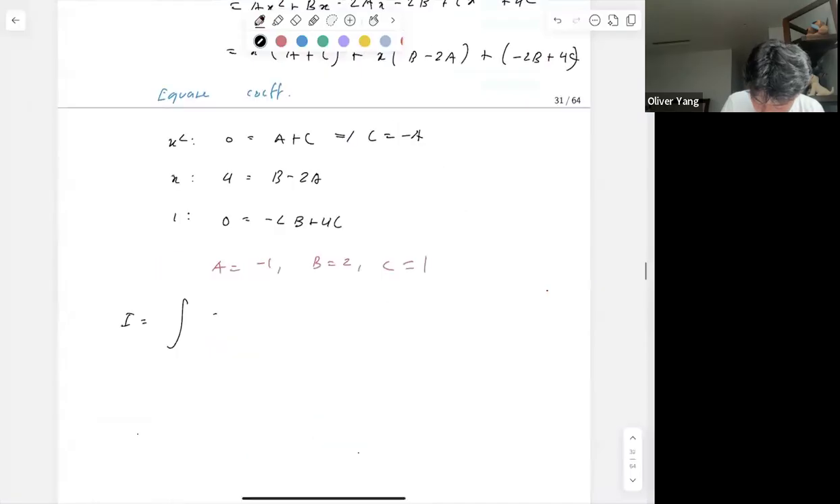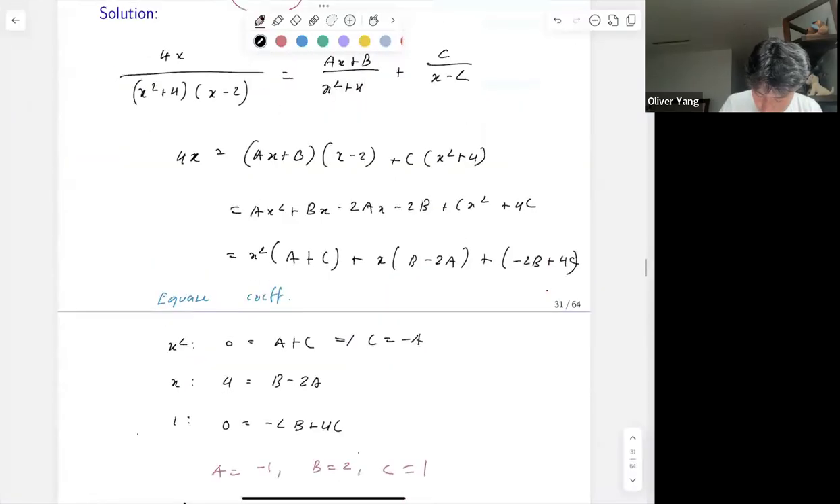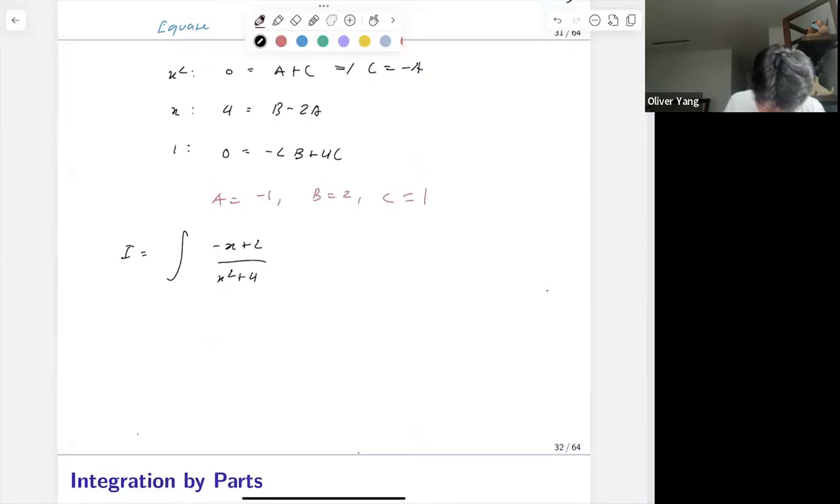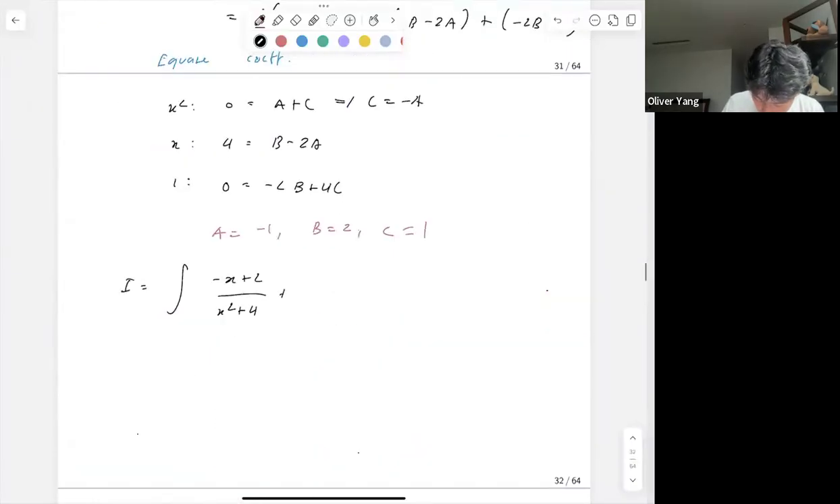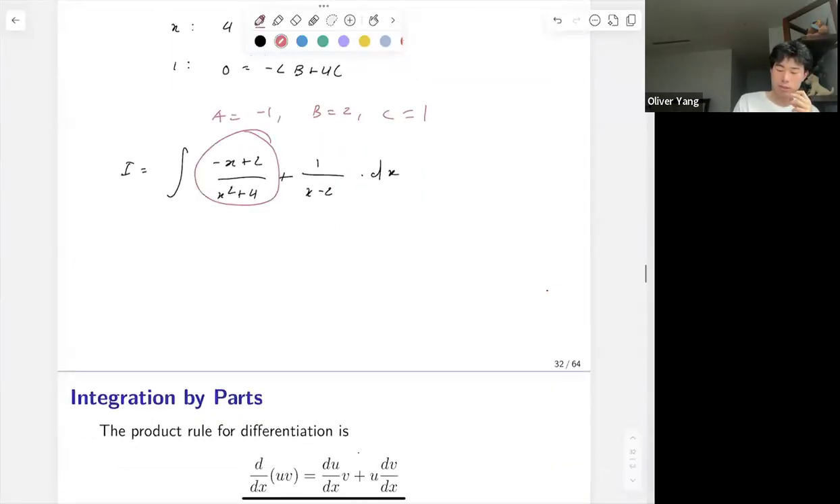And we can just rewrite our integral as is. So it should be negative (x plus 2) over x squared plus 4, plus 1 over x minus 2. All right, cool. So what do we do with this one? How do we solve this integral? Any suggestions? No? Yes? Maybe? Anyone want to talk?